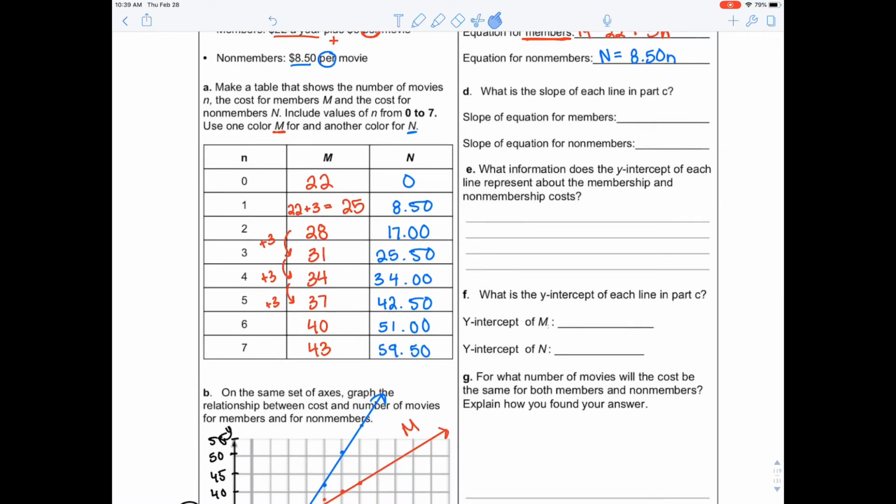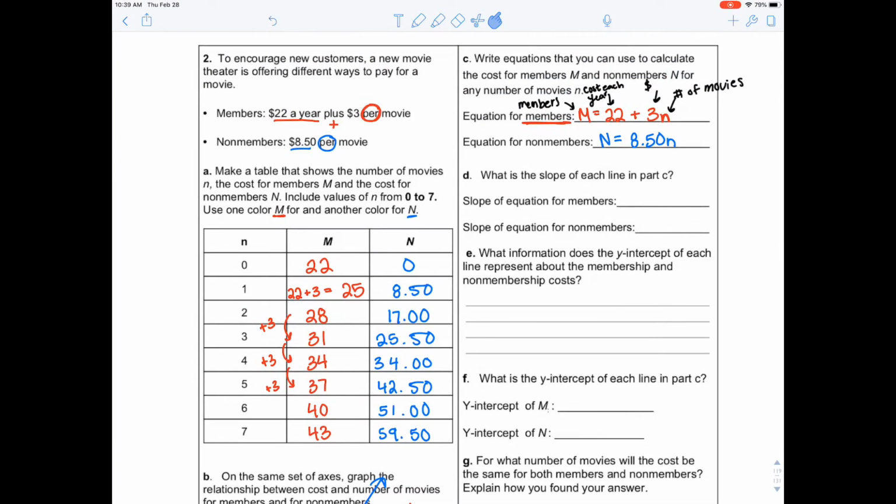Okay. What is the slope of each line in part C? So what is the slope? So given these equations, what is the slope? Well, remember, the slope is just the coefficient of our variable. So the coefficients of our variables would be 3 and $8.50, or 8.5. So the slope of the equation for members is going to be 3, and the slope of the equation for non-members is going to be $8.50, or 8.5.